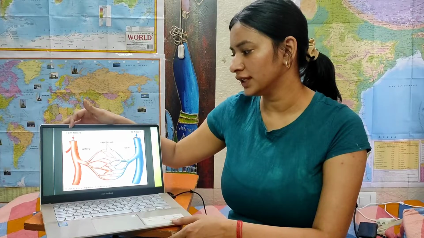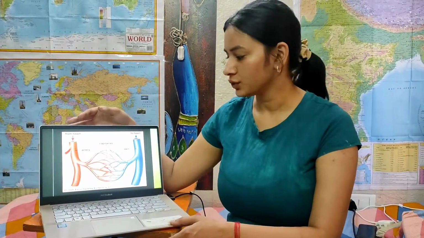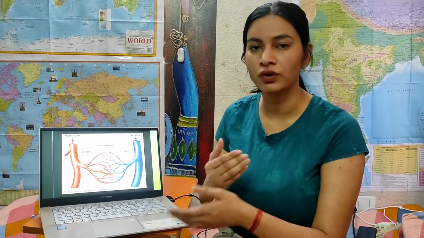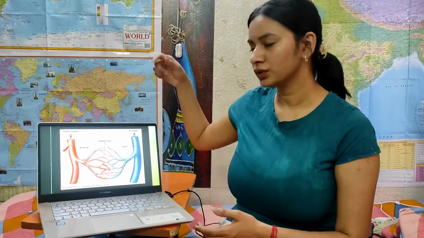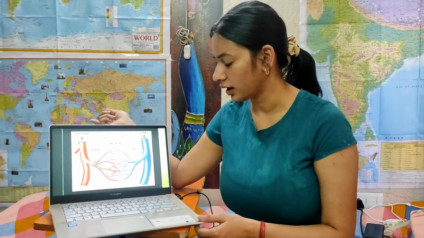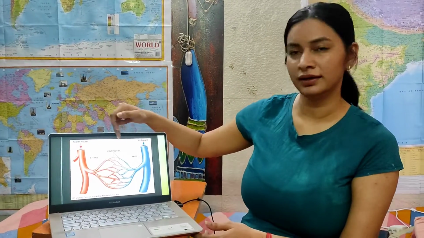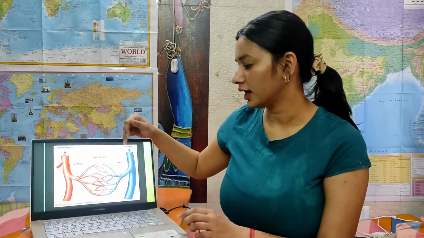Arteries carry oxygenated blood from the heart to the capillaries, where the main gaseous exchange of oxygen and carbon dioxide takes place. Also, it removes waste and adds nutrients and hormones. Now, veins carry the deoxygenated blood from the capillaries back to the heart. So, capillaries are the main connecting link between the arteries and the veins.